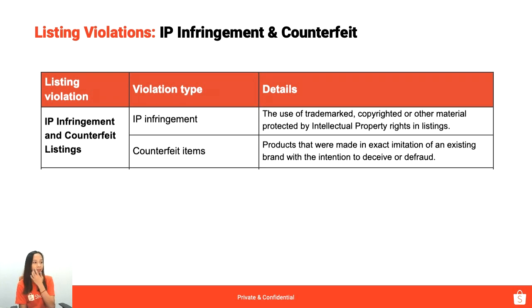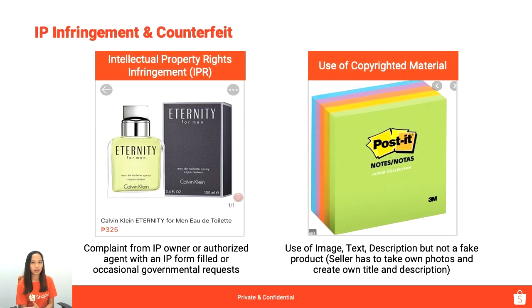So, for IP infringement and counterfeit, yung una is yung IPR na sinasabi natin. So, kapag si Shopee naka-receive ng intellectual property rights complaint galing doon sa nagbebenta ng legit items, automatic tatanggalin natin yung items sa platform ng mga sellers na hindi sila legitimate. So for example, si Calvin Klein, nagreklamo siya sa Shopee na bakit ang dami ninyong sellers na nagbebenta ng Calvin Klein products hindi naman sila authorized seller. So kapag naka-receive kami ng complaints, we will remove those products from the platform.